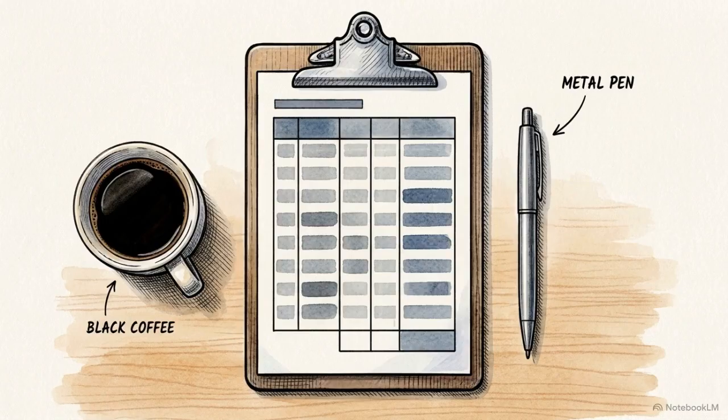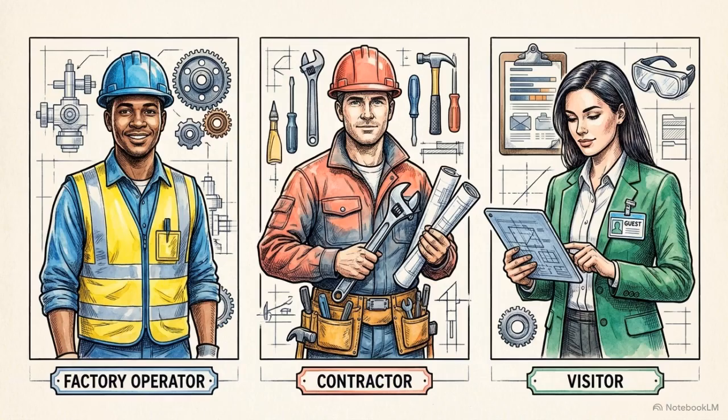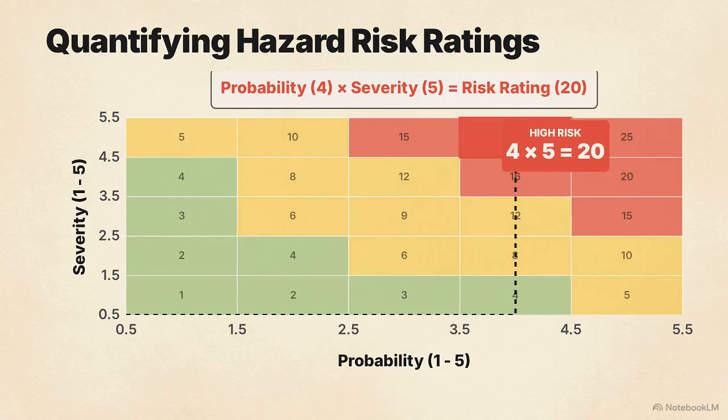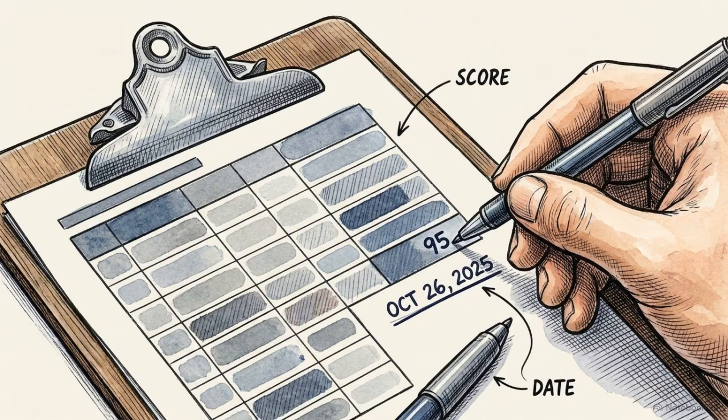Now we will move across the remaining columns of your form using the official 5-step risk assessment methodology. Step 2 requires identifying exactly who might be harmed by the hazards you just listed. This includes operators, contractors, and visitors. In Step 3, evaluate the risk mathematically. Multiply the probability of an incident by its potential severity to generate a quantifiable risk rating. For Steps 4 and 5, formally record these findings and establish a mandatory review date.